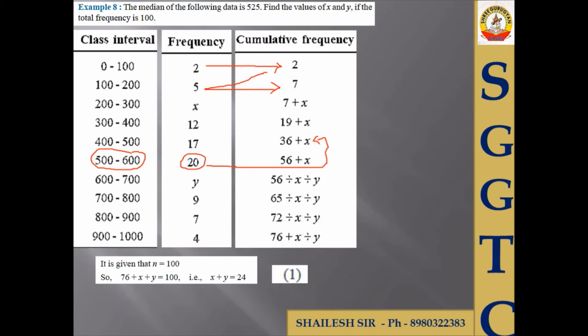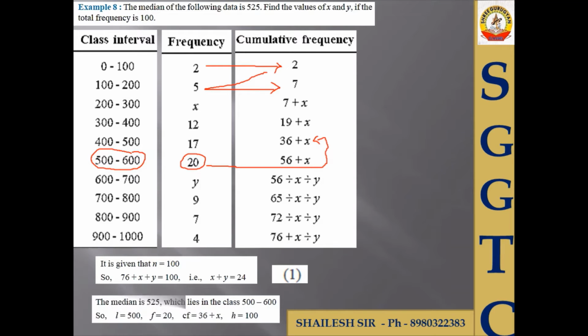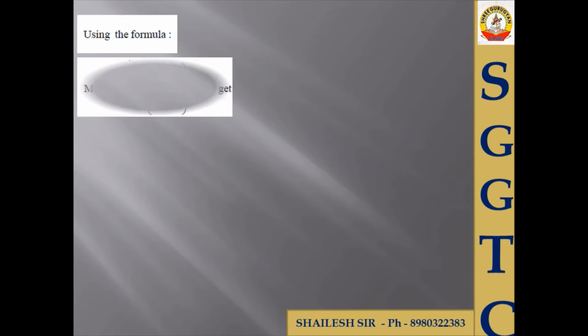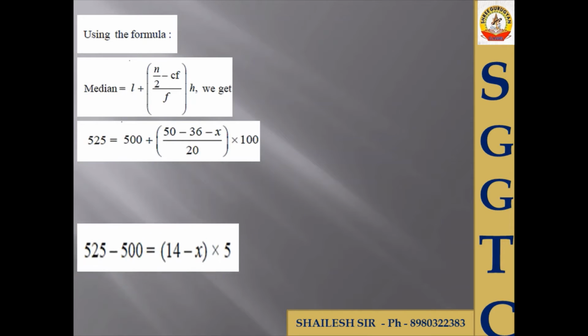Now look, what is your median given? Your median is given as 525. It lies between 500 and 600, which is why I underlined 500 to 600. 20 is the frequency of that class. The median formula is L plus (n by 2 minus CF) upon f, into h. I know all the values, so put them in and calculate further.